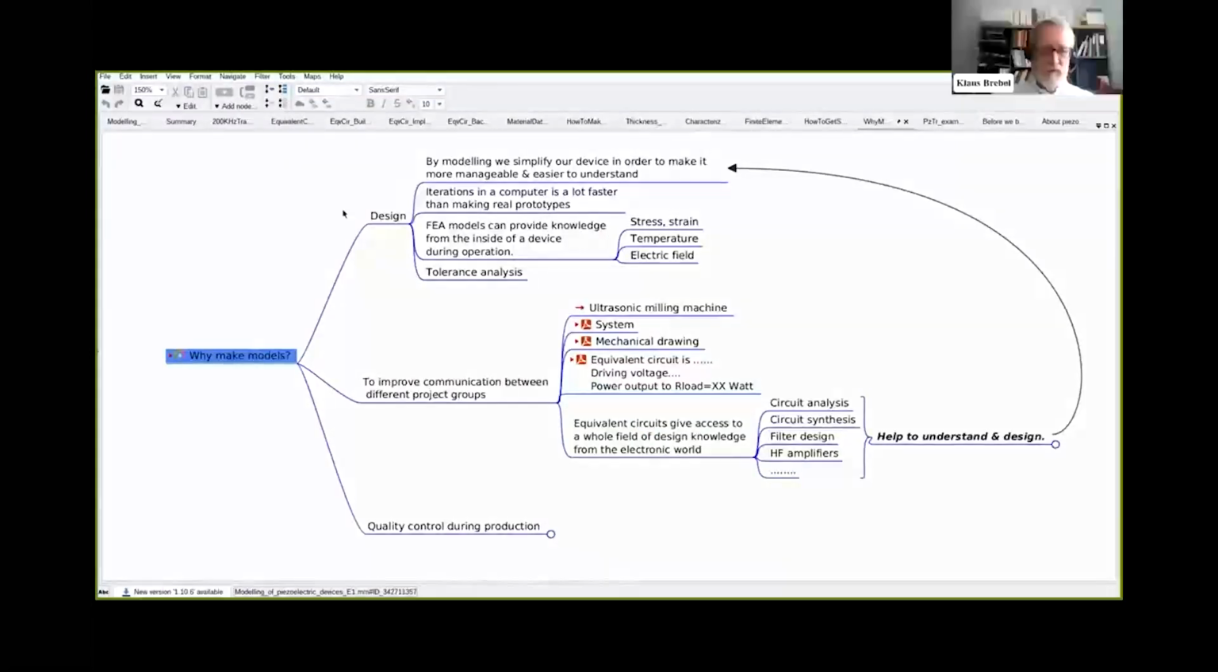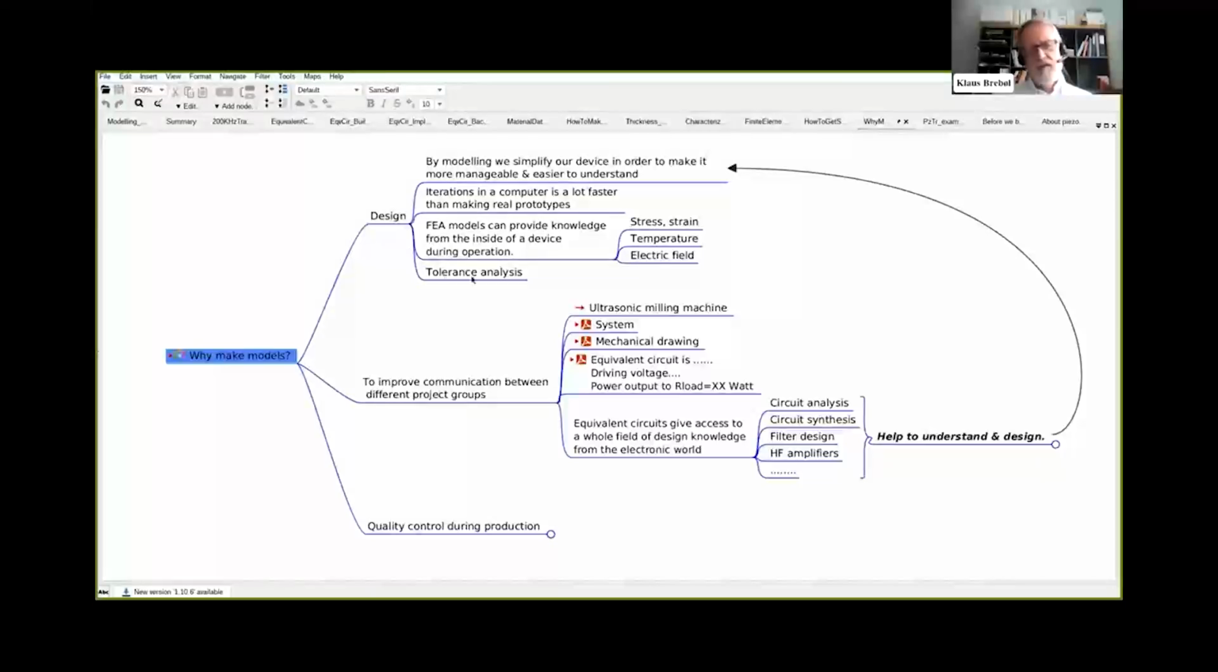Why do we make models? Well, there's the design question. By modeling, we simplify our device in order to make it more manageable and easier to understand. Iterations in a computer are a lot faster than making real prototypes, so we can hopefully cover much more ground using a model instead of real prototypes. And if we have the right model, then we can also get more information from it than we can get from prototypes, because using finite element, we can actually, in quotation marks, see what is inside a device during operation. So we get more information in shorter time by using a good model.